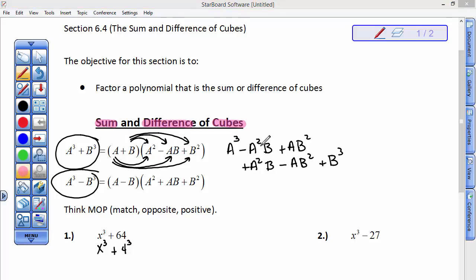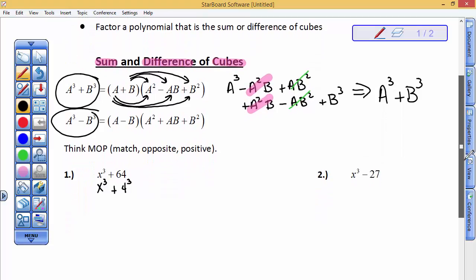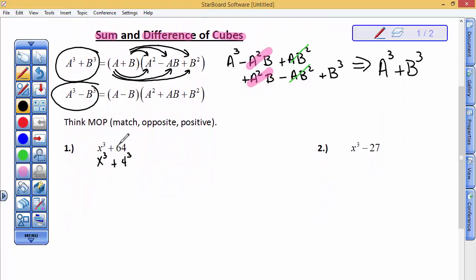And when I combine my like terms, this negative a squared and this positive b squared cancel out. And this positive ab squared cancels out with that negative ab squared. And all I'm left with here then is a cubed plus b cubed. Likewise, I could multiply this binomial times this trinomial and I'd get this. So what I'm going to do is I'm going to write these statements that are, in this case, the sum of two perfect cubes, and I'm going to figure out what a and b are and plug them into this formula.